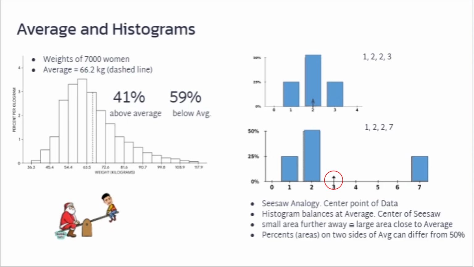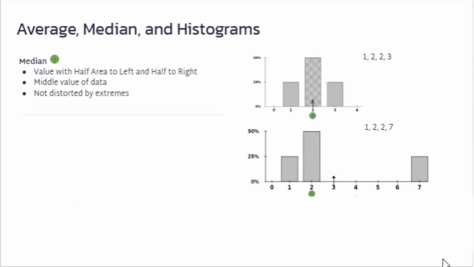Now here is the time to introduce the idea of the median. The median of a histogram is another way to describe the center of a histogram, and it's the value with half the area to the left and half to the right.